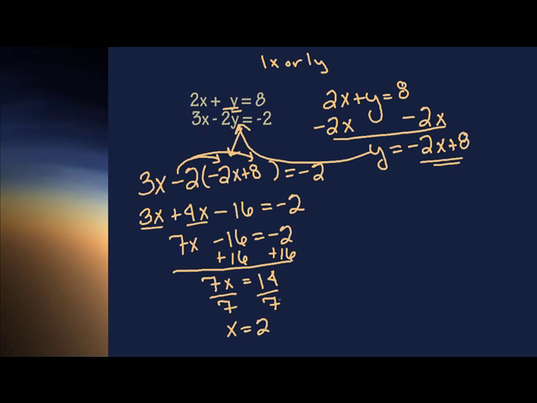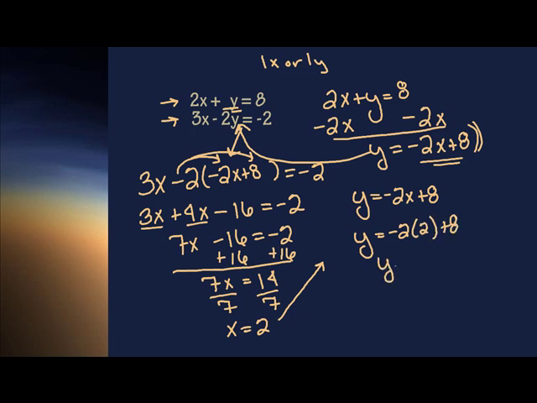Now to figure out what y is, I can either use the first equation or the second equation, or I could go right back here and use this because we know what y equals. It's really up to you. Let's use this shortcut though. We know that y equals negative 2x plus 8. We also happen to know what x is. X is 2. So y equals negative 2 times 2 plus 8. So y equals negative 4 plus 8. And negative 4 plus 8 is 4.